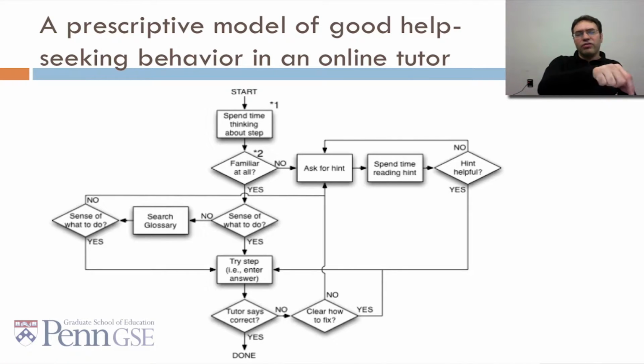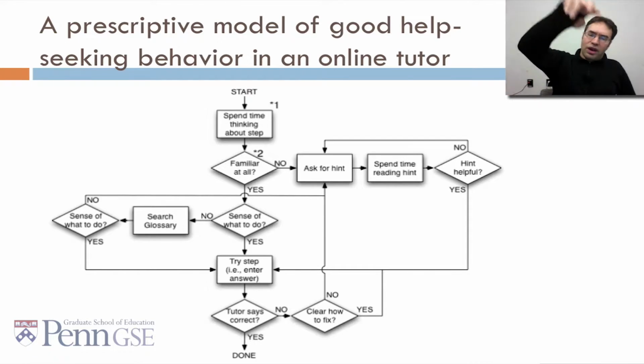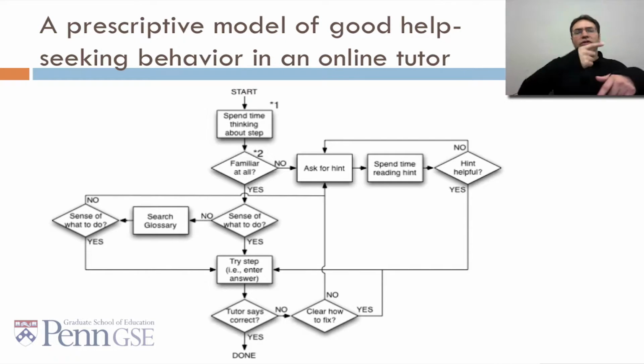So Aleven said you ask for a hint, you should spend time reading it, and then if the hint was helpful, then you can go and try to solve the problem again. But if it wasn't, ask for another hint, and keep going until you finally get to a hint that's actually helpful.